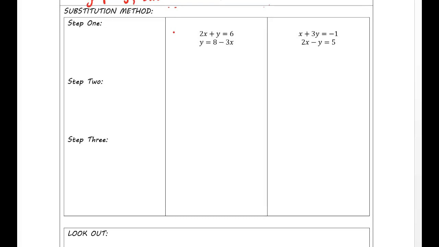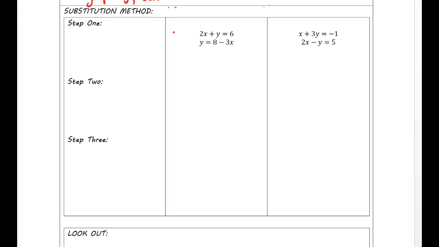Okay, so let's start with the substitution method. Now, we're going to write the actual steps down over here, and after we write it all out, then we will actually practice it over here on these examples. So I'm going to color code so that we can see what's going on in each step.